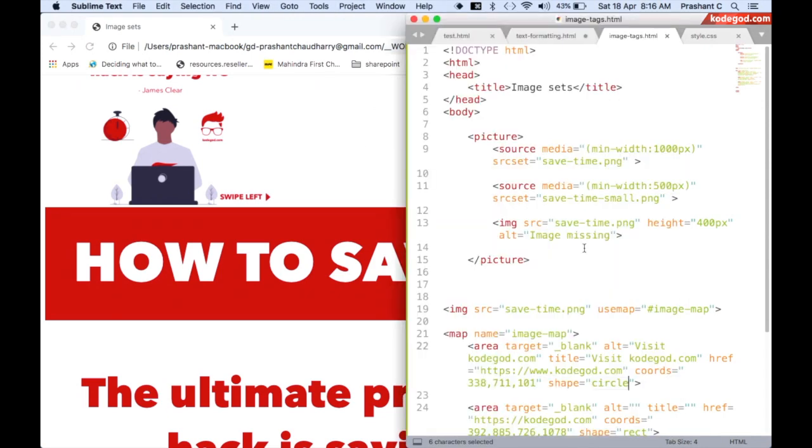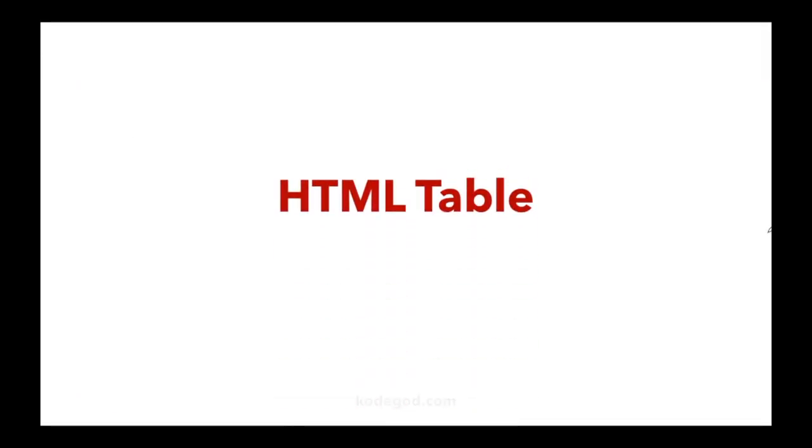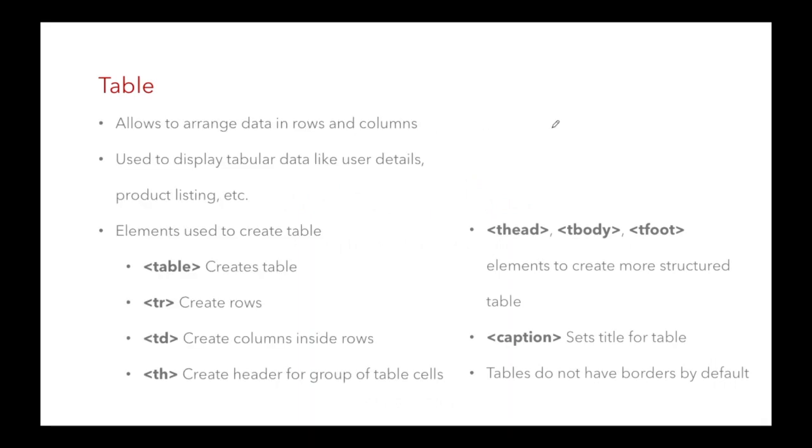Okay. So next component that we are going to check is HTML table, one of the most important components when we talk about HTML or web development. So table allows you to arrange data in rows and columns. So it is useful when you have some statistical information or some tabular data to be displayed in tabular format. And you can display tabular data like user details, product listing, or balance sheet of a company. So those kind of different data can be shown using tables. So table brings a structured representation to certain key data points.